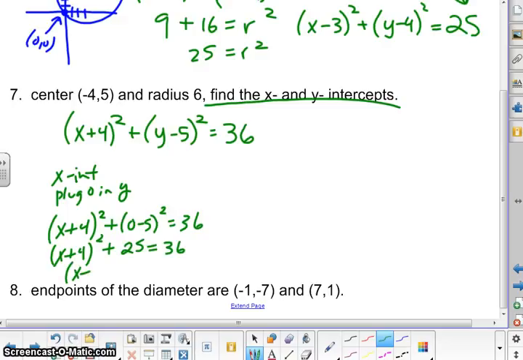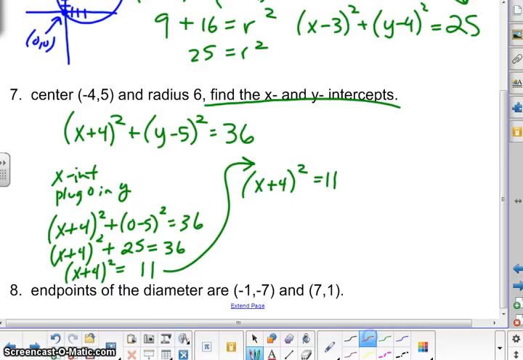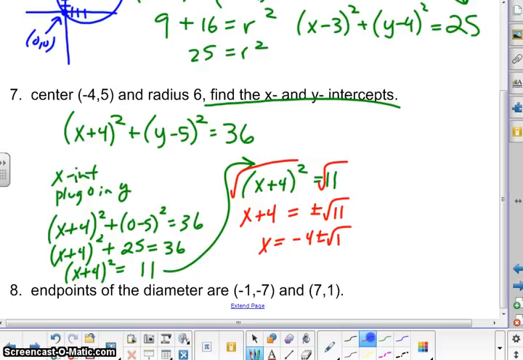And if I subtract 25 from both sides, I end up getting 11. And then I'm going to carry that on up here. (x + 4)² = 11. And then if I take the square root of both sides, I get x + 4 = ±√11. And then x = -4 ± √11.